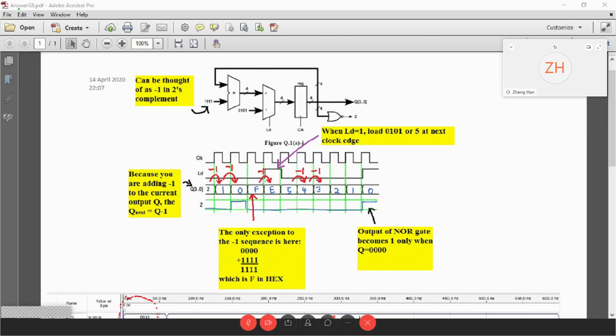So I think it's better if you do the addition. So 000 plus 111 becomes 1111 in hex. So this is 111, so it becomes F, right? So you put F, and then again you minus one like that all the way until you see the load goes up. So when the load becomes high, you load the number five, and then you minus one again like that. Instead of adding 1111 every time, you can just be a bit smart and minus one like that. So I think it's a bit faster.